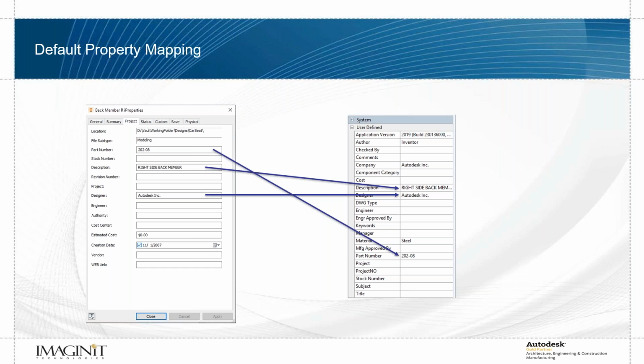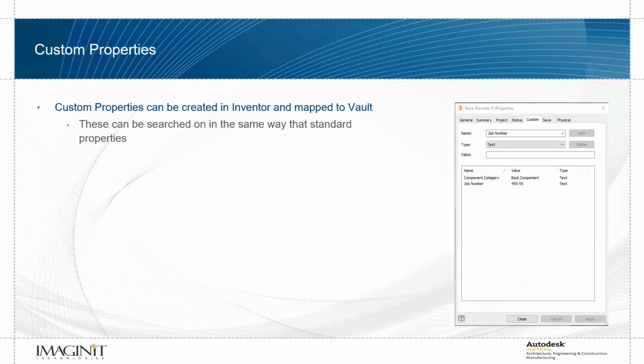You could go a step further and create some custom properties. And if you go through and set up the custom properties, then you can map those into the Vault. And if you set those up and link those together and map them out, they're going to be searched the same way as standard properties. So I've got one called component category. I've got one called job number that I kind of set up. And these are just some examples. They can really be anything, and there's no limit on the number of custom properties that you want to set up. To be able to search on them, we do have to map them in Vault, but I just want to mention and point that out there.